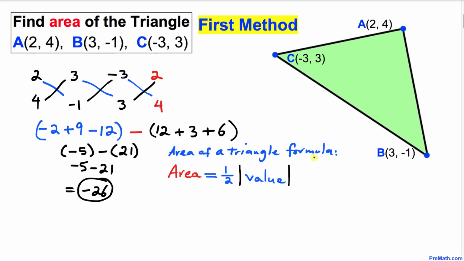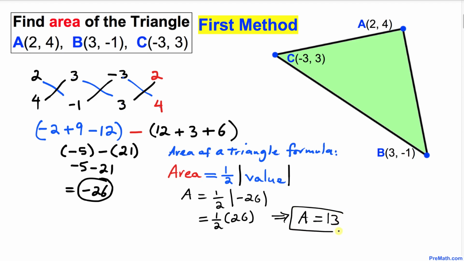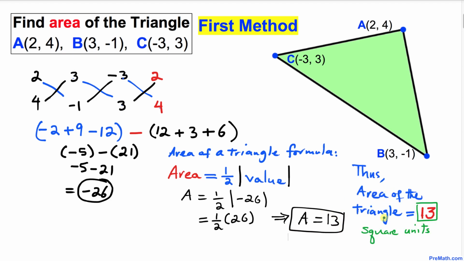The area of a triangle formula is this one over here. Area is equal to a half times the absolute value of whatever we got, this value. So thus the area turns out to be a half times the absolute value of -26. The absolute value of -26 becomes positive 26, so that means our area turns out to be 13. So thus the area of this triangle turns out to be 13 square units.